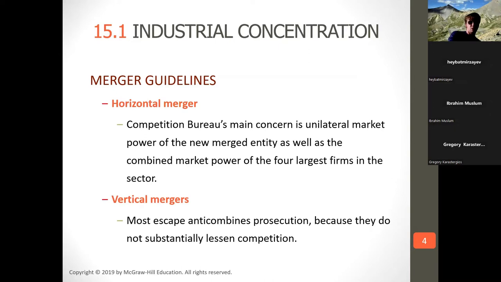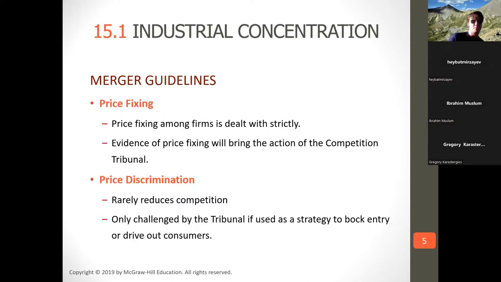For a horizontal merger, the Competition Bureau's main concern is the unilateral market power of the newly merged entity, as well as the combined market power of the four largest firms in the sector. Most vertical mergers escape anti-combines prosecution because they do not substantially lessen competition. And then price fixing is dealt with strictly.